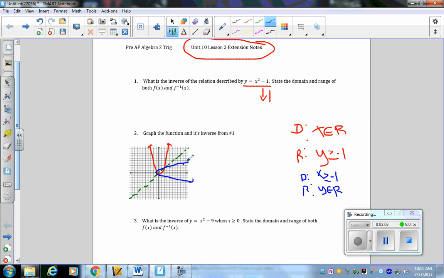We have the positive and the negative. We'll talk about that in just a minute. But looking at it, it is a reflection over y equals x. Do the function and its inverse represent a one-to-one relationship? No, they don't, because the inverse itself is not a function.